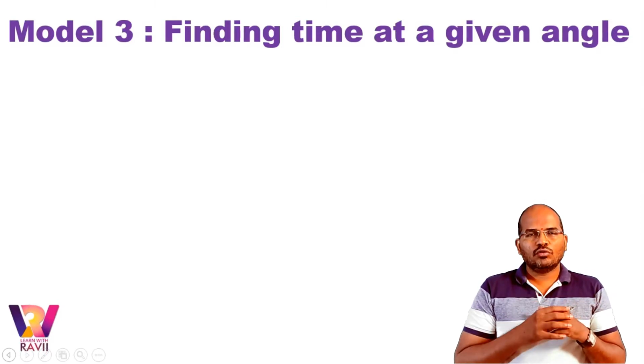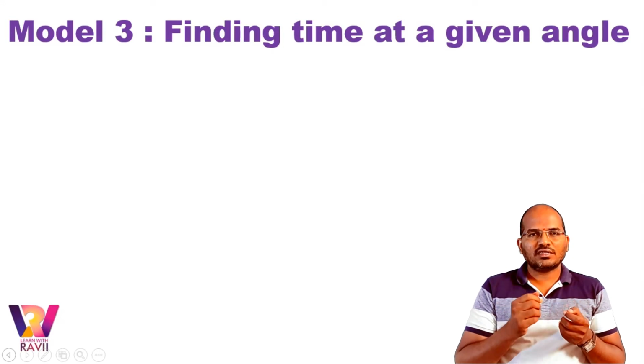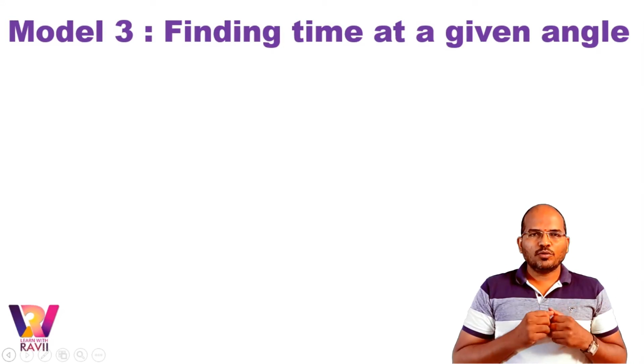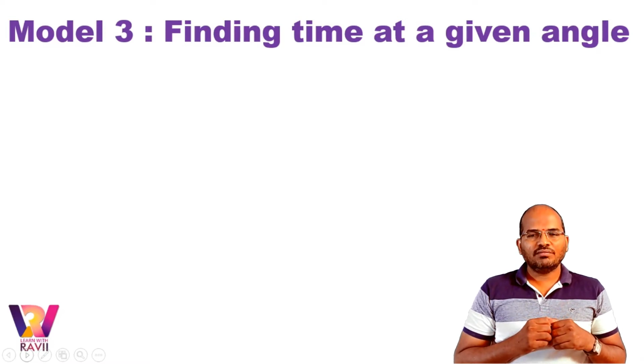Between 3 and 4, if the angle between the minute hand and the hour hand is 60, then what is the time possible? So this concept is all about finding the time at a given angle between two hour spaces. So let's learn how to do these things in detail.